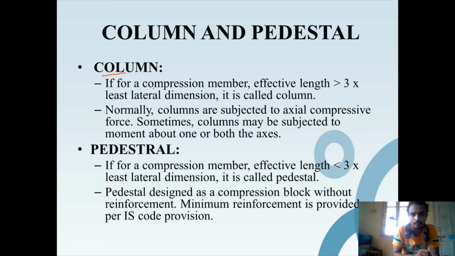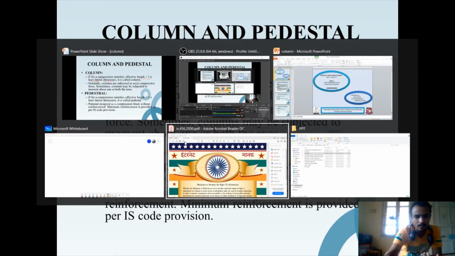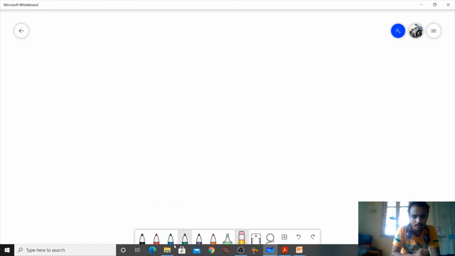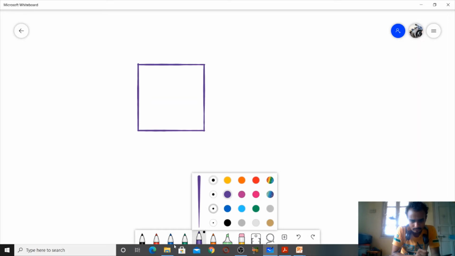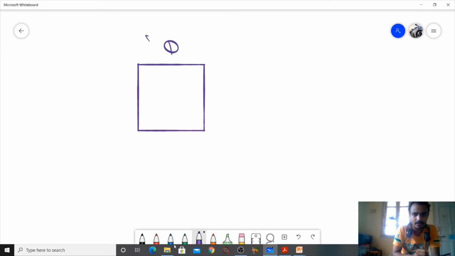So first of all, a column is a compression member with effective length 3 times the least lateral dimension. Least lateral dimension, you can see here on the Microsoft Whiteboard. It's a column. Here is a column, and we have the column dimensions, depth and width.